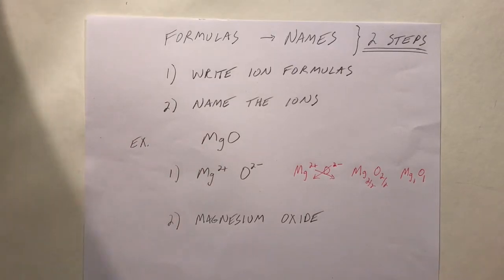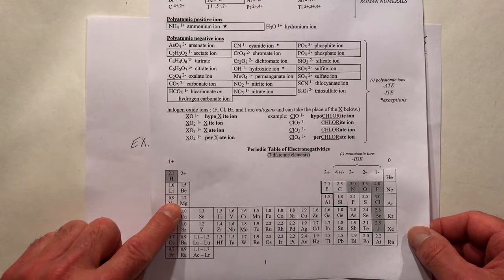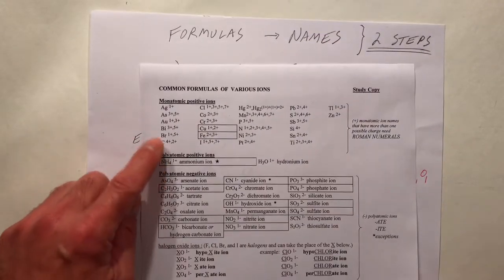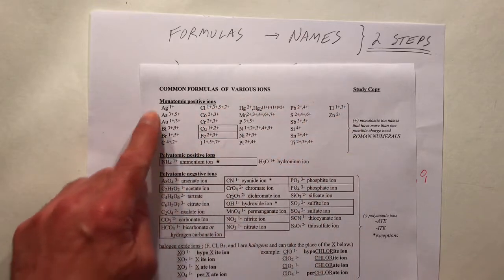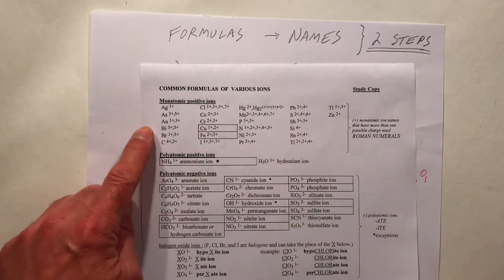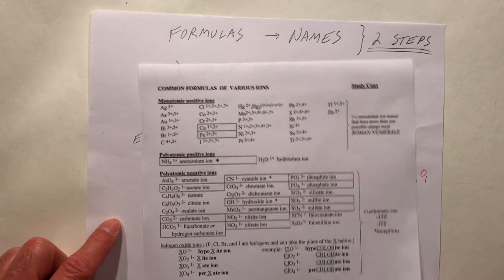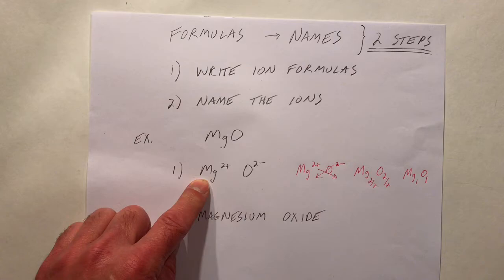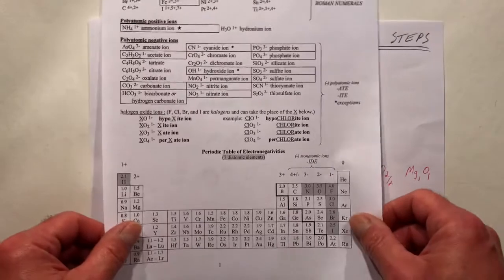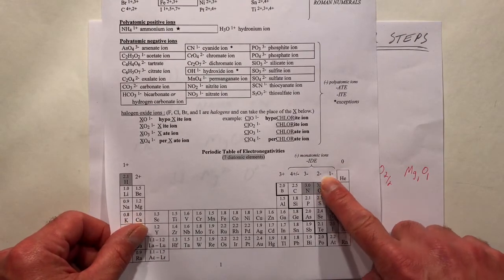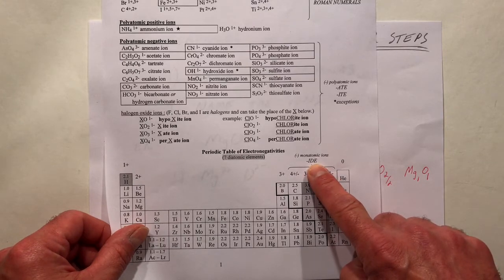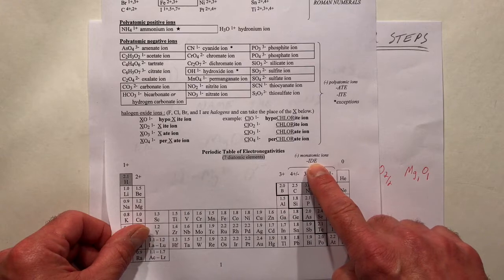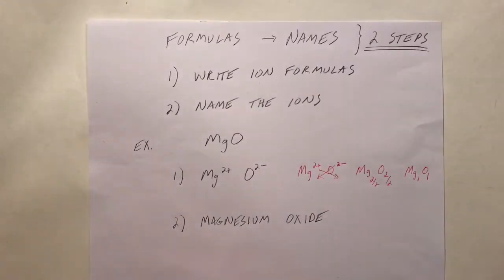We could look on our periodic table and see that Mg is in the 2+ column. Now we'll always want to cross-reference and look up here, and you can see Mg isn't listed up here at all. That means Mg does not exist with any other possible charges. So we're just going to call that the magnesium ion. If we look at where O is on the periodic table, we can see that's in the 2- column, and that's indicating that it's a monatomic negative ion. And remember, we use IDE for the ending for that one, for the suffix.